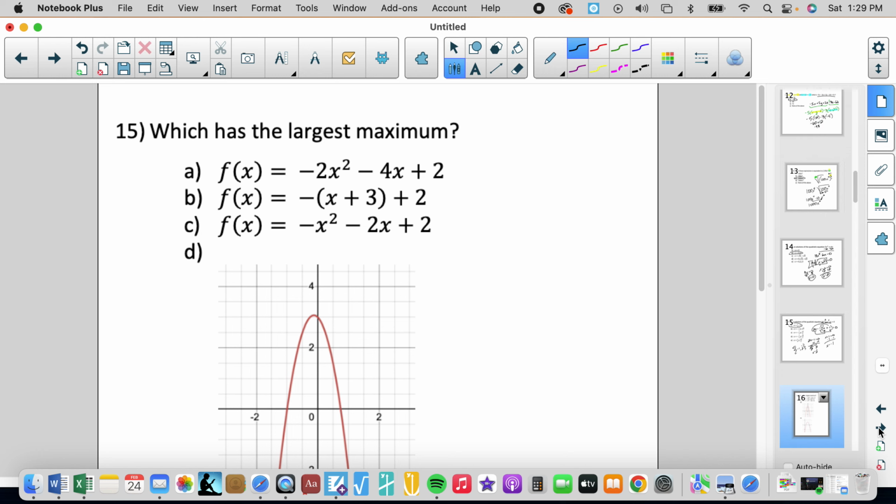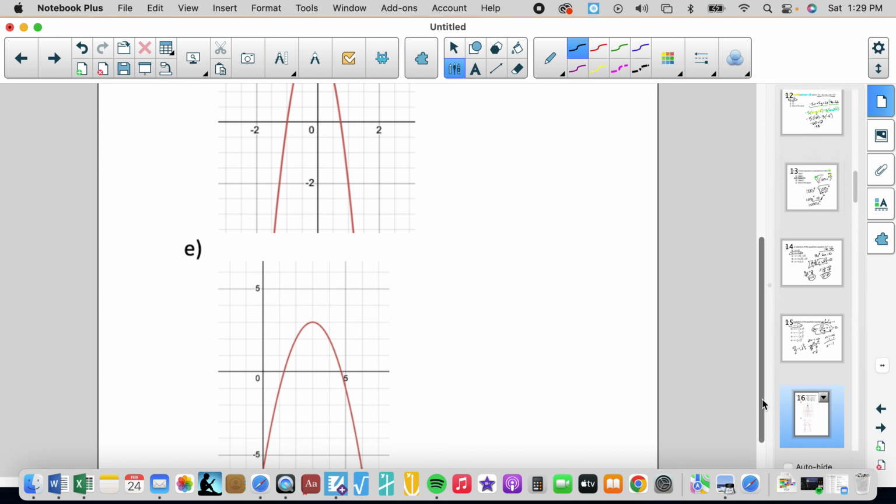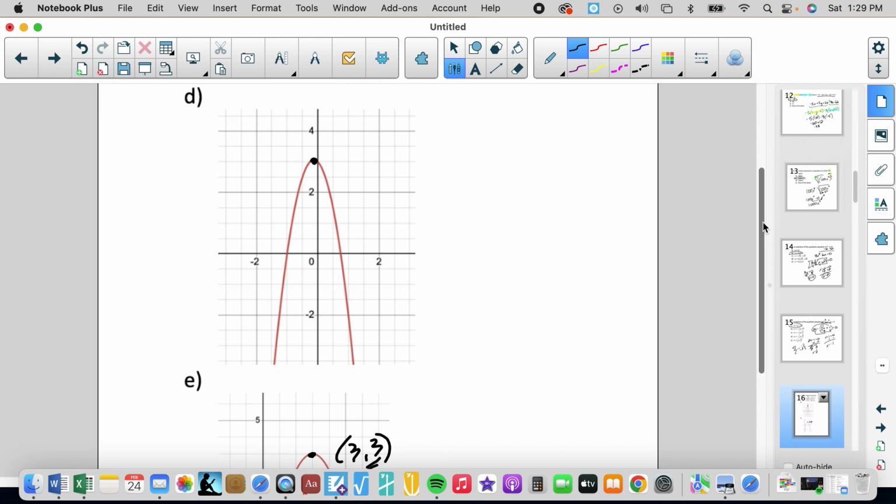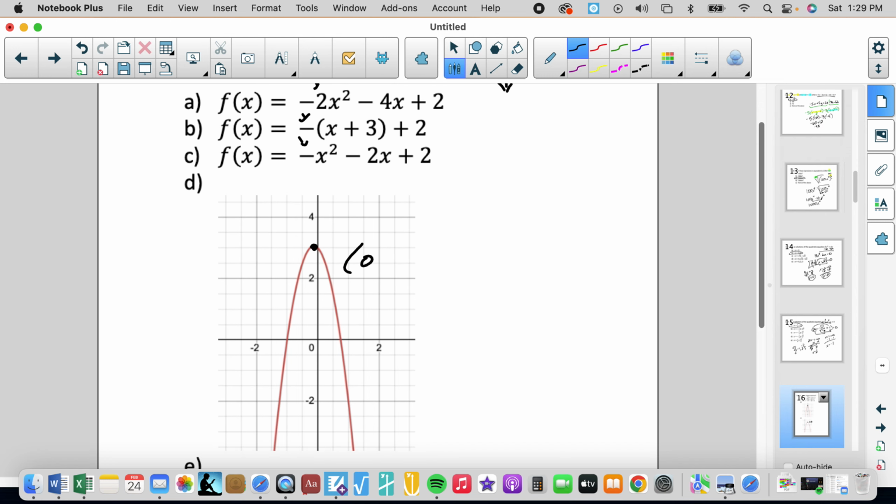Oh, I like this. Number 15, which one has the largest maximum? So maximum, yep, we know that it has to have a negative a value if it's going to be a maximum. So this is a negative a, that's going to be a negative a, that's going to be negative a. This gives us a maximum. Let's look at this other one, also gives us a maximum. So that looks like 1, 2, 3. So the maximum value would be 3, maximum height. This is going to be 0, 3.